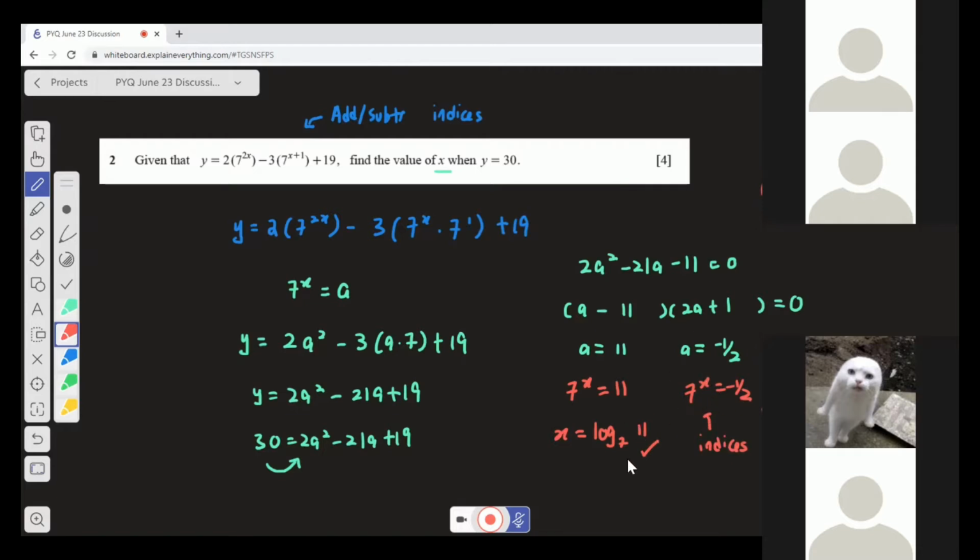You can use your calculator to get the final answer, or else you can leave it here. They did not specify any kind of answer they want, so you just leave it like this. That's the mark. Which means that this question 2 is almost the same as question number 3A, which we will do in a while. I will let you all copy for a while. Once we're done, we can continue.